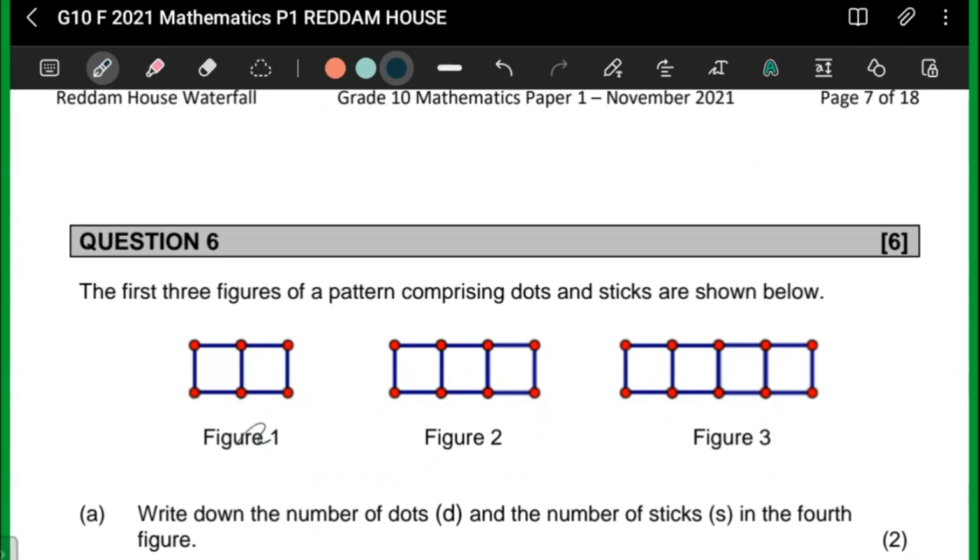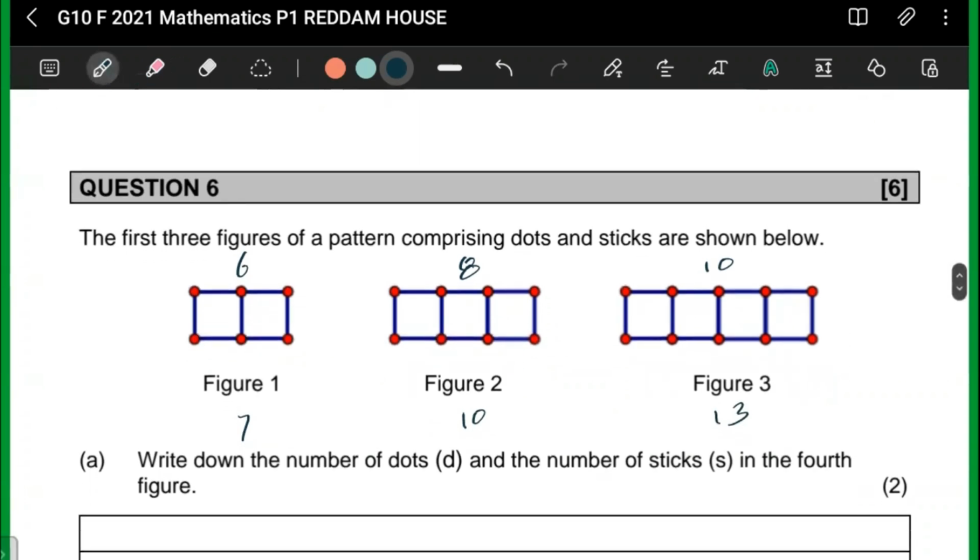Let's just write the dots on top, the sticks at the bottom. So the number of dots here, 1, 2, 3, 4, 5, 6. Sticks, we have 1, 2, 3, 4, 5, 6, 7. Here there are 8 dots, and then 1, 2, 3, 4, 5, 6, 7, 8, 9, 10 sticks. The dots in the third figure: 10. And then 1, 2, 3, 4, 5, 6, 7, 8, 9, 10, 11, 12, 13 sticks. A says write down the number of dots and the number of sticks in the fourth one.